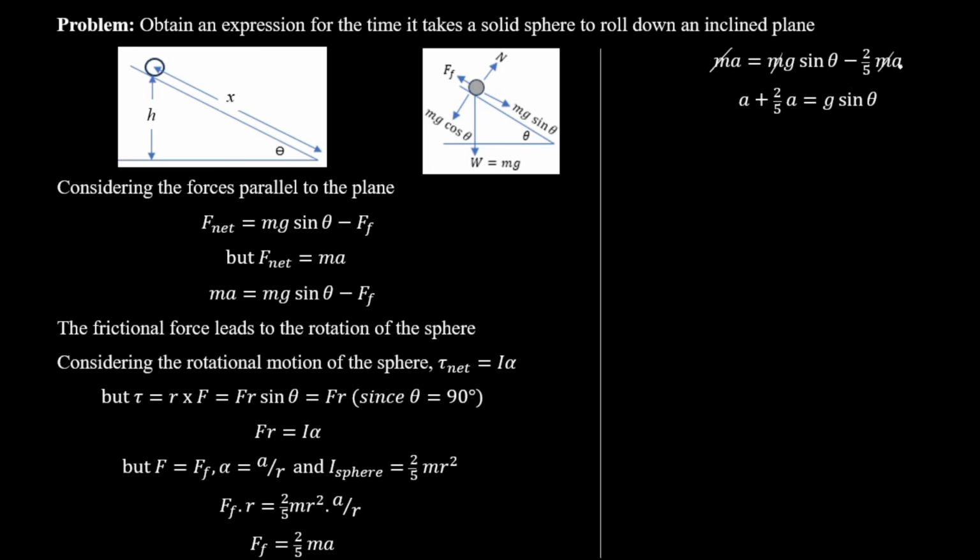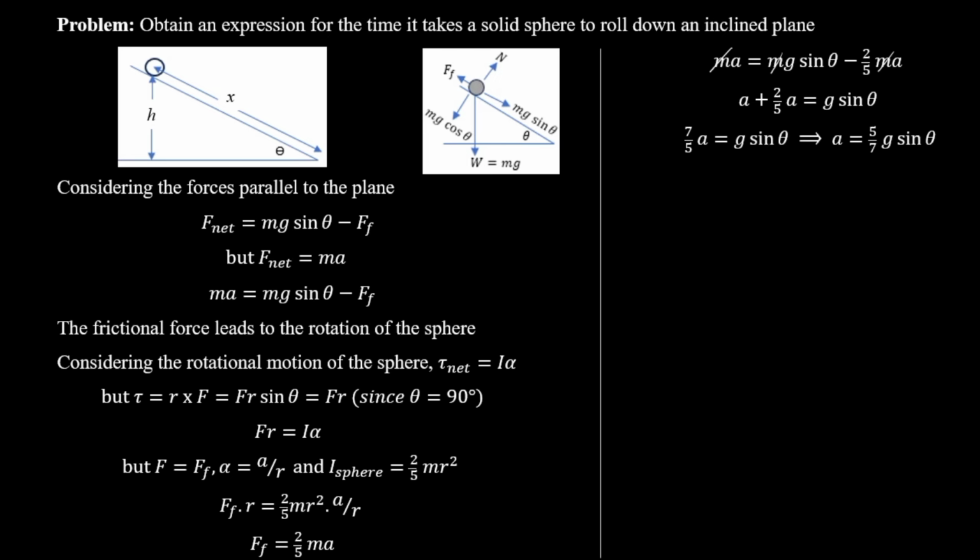So here I have collected like terms, which means I have moved my 2/5 a to the other side, and of course from being negative here, it becomes positive. So I have a plus 2/5 a equals g sine theta, which means if we add up a with 2/5 a, that gives us 7/5 a equals g sine theta. And that implies that a equals 5/7 g sine theta.